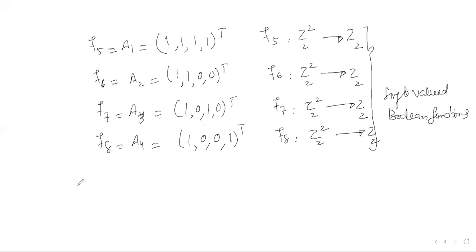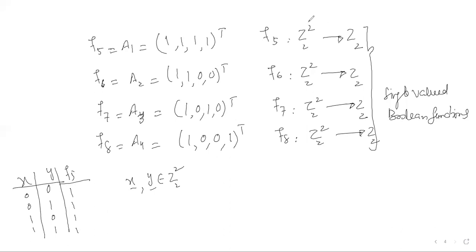So how can I say these are nonlinear Boolean functions? In the case of F5, let's say the inputs x and y are 0, 0, 1, 1, 0, 1, 0, 1. I take F5, which is 1, 1, 1, 1. So corresponding to every input, it gives you the output 1, 1, 1, 1. This is the meaning of F5. So I take x and y from the input vector set, which is V22. The elements of V22 are these inputs. I take the first input as 0, 0, and the second input as 0, 1.